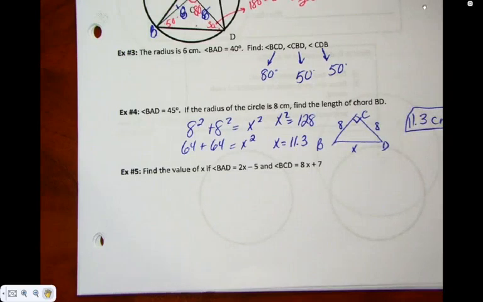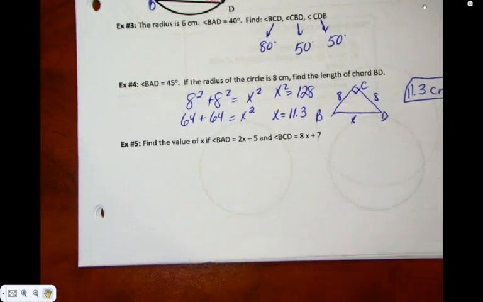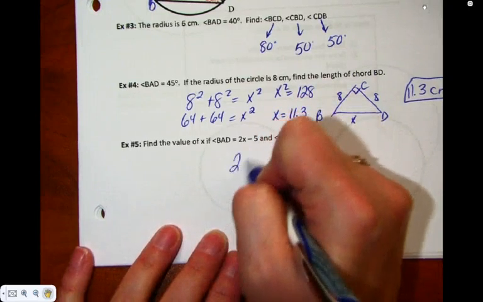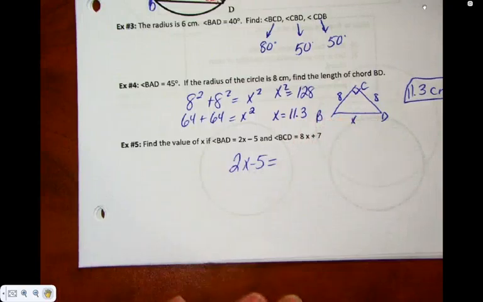Questions so far? Same diagram. If BAD, so now the top of the circle is 2x minus 5. What? What's this x thing? Hello, algebra, you're back. And BCD is 8x plus 7. Find the value of x. Okay, well, what do we know about BAD and BCD? So 2x minus 5 equals.